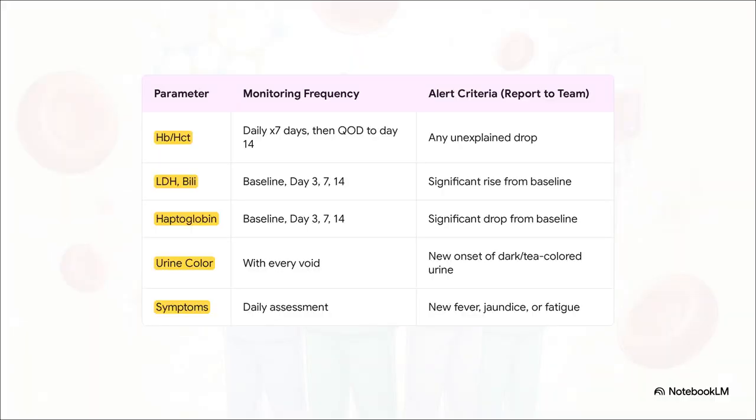Our responsibility does not end when the patient leaves the PACU. This monitoring protocol is a critical tool that needs to be part of our handover to the surgical and ICU teams. Daily hemoglobin checks for that first week are absolutely essential, and you're looking for that unexpected drop. This should be combined with periodic checks of hemolysis labs at key time points, like days 3, 7, and 14. And honestly, simple clinical observation of their urine color and asking about new symptoms like fever can be the very earliest signs that a DHTR is brewing.